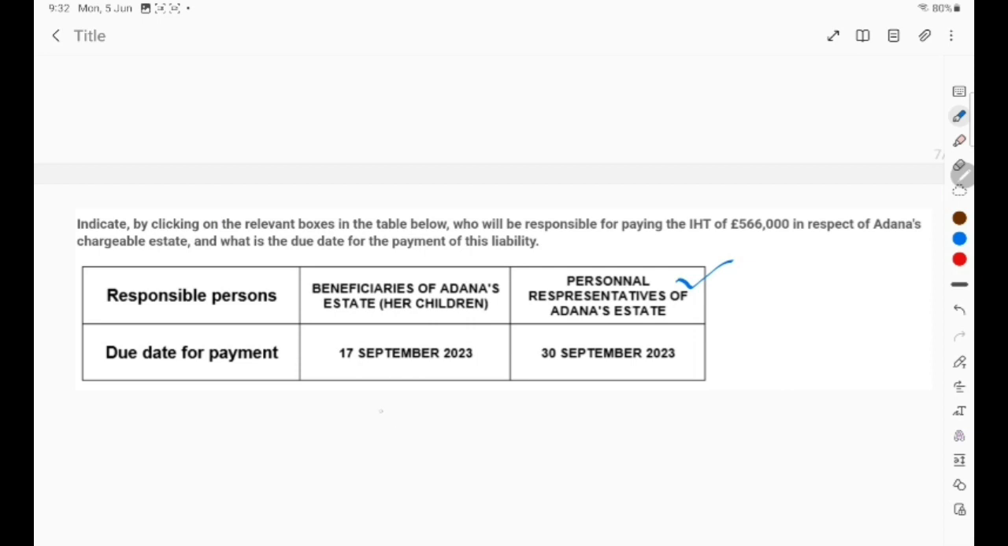Second, due date of payment. We have to consider the date of death, that is 17th March 23, and after that we have to consider the date of the end of the month, that is 31st March 23, and then plus 6 months. As per rule, considering the date of death, we have to consider the last day of the month and then add 6 months. So this is 30th September 2023, that is the due date for payment.